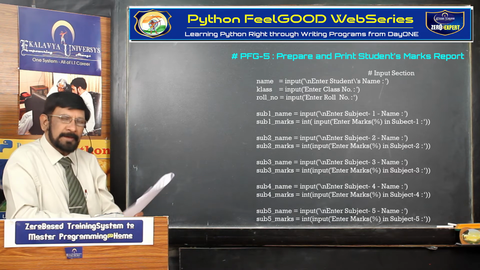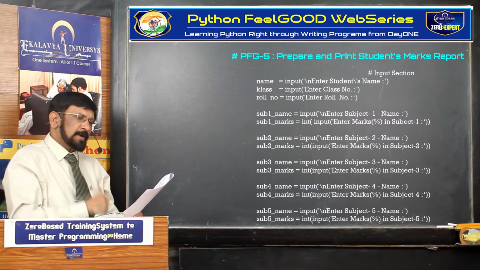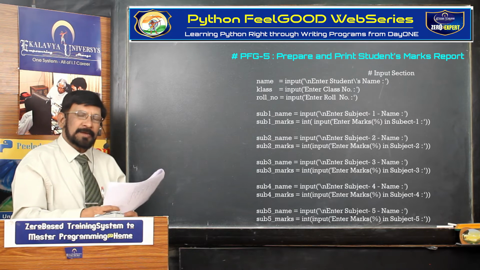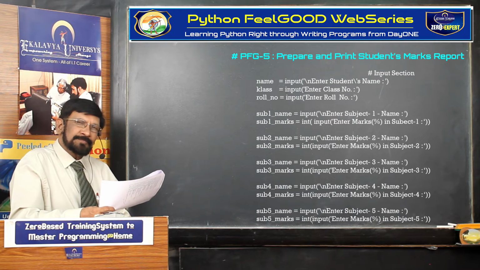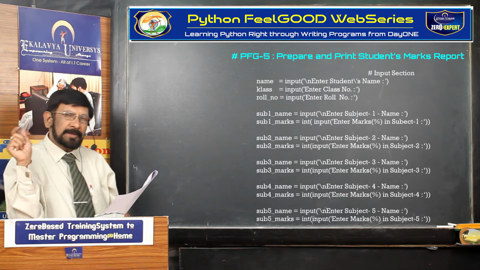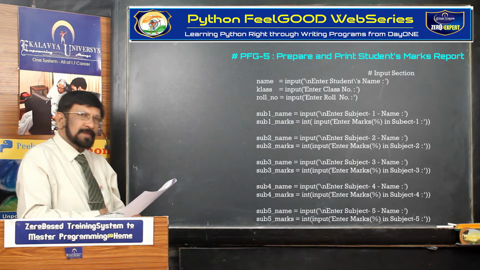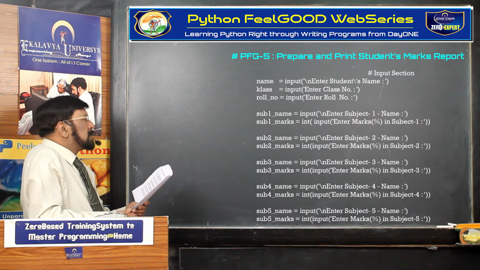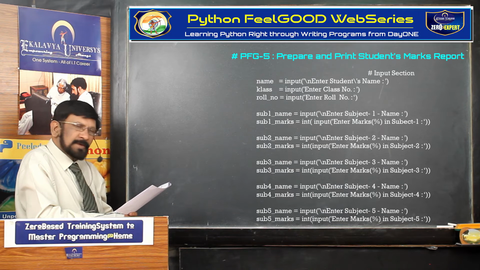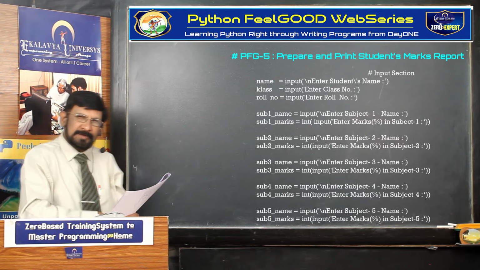First, start with a comment. You know that PFG 5, prepare and print students mark report. Like that, you write a comment and start. Thereafter, you write the input section. In the input section, how many statements do you have to write? Already you identified 13 input variables. Every input variable should be read from the keyboard. That you know. So now consider the names. Name, we give name only. For that input section you are using the input function, which you already did.